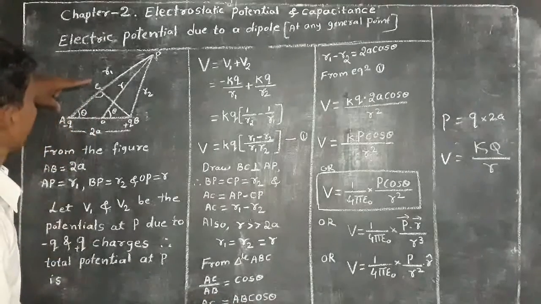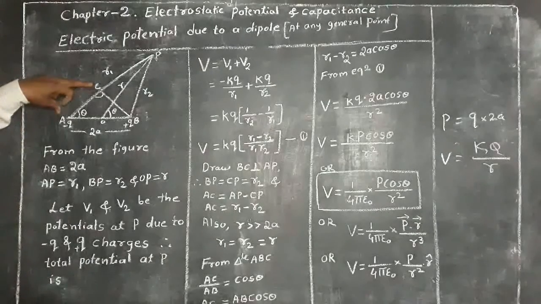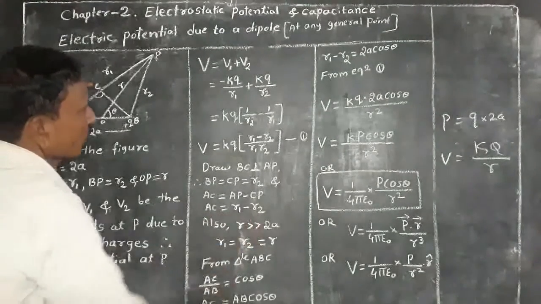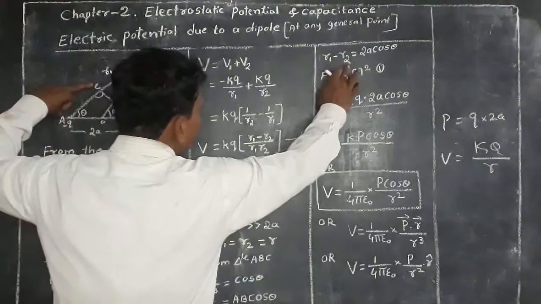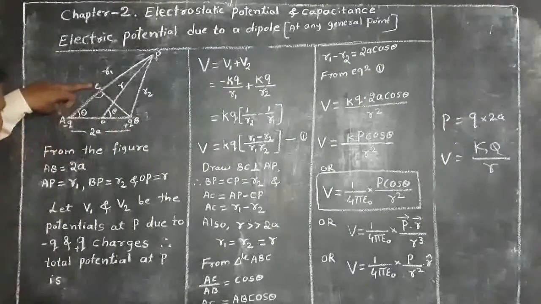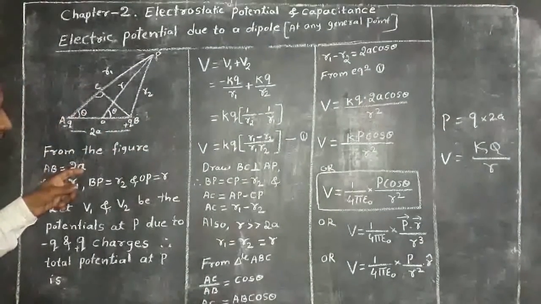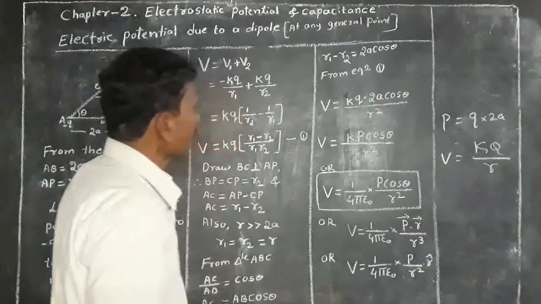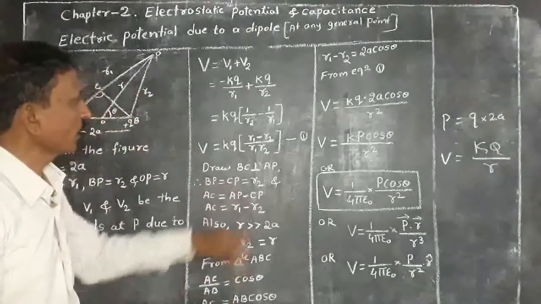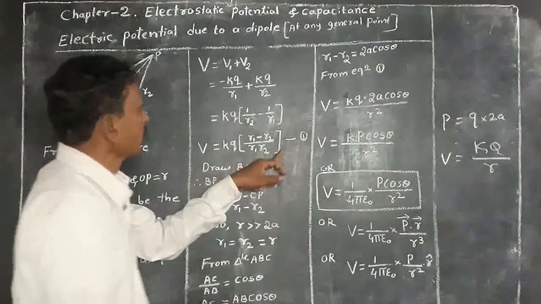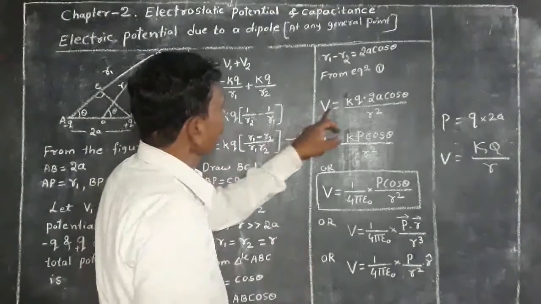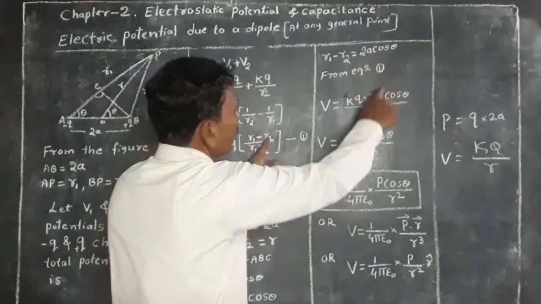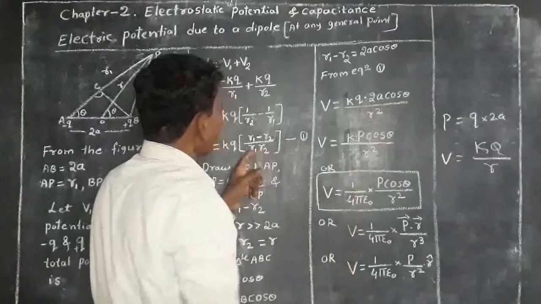And here AC equals R1 minus R2. Therefore, R1 minus R2 is equal to AB, and AB equals 2A cos theta. Hence, R1 minus R2 equals 2A cos theta. Now, substitute these values in equation 1. We get phi equal to KQ into R1 minus R2, which is 2A cos theta, upon R1 R2.